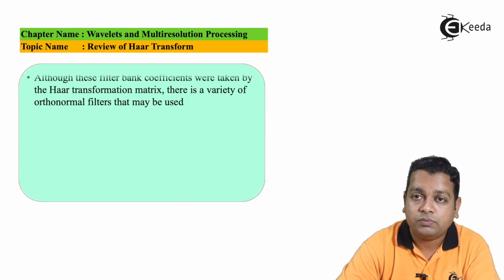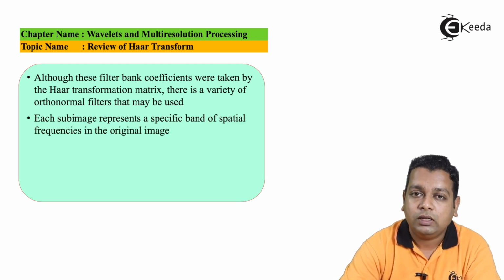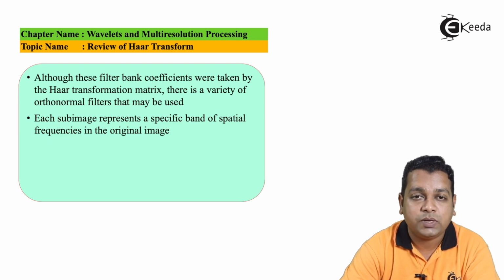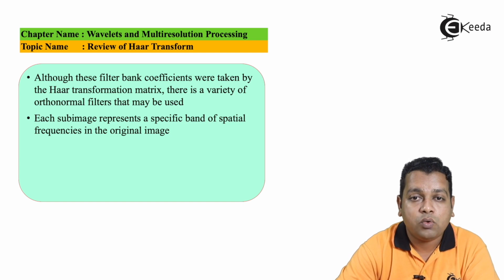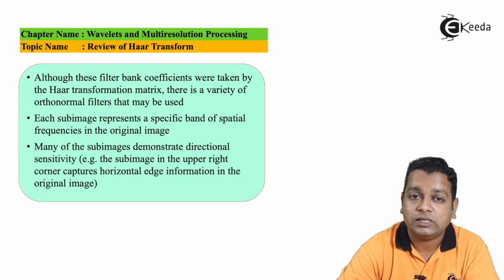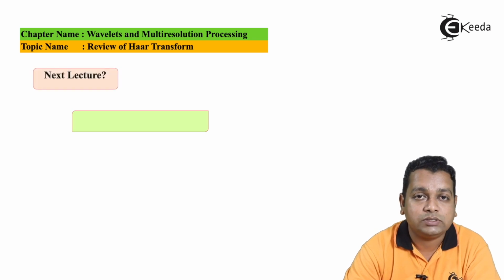This procedure characterizes the wavelet transform as the sub-images become smaller in size. Although these filter bank coefficients were taken from the Haar transformation matrix, there is a variety of orthonormal filters that may be used. Each sub-image represents a specific band of spatial frequencies in the original image. That is the significance. Many of the sub-images demonstrate directional sensitivity. For example, the sub-image in the upper right corner, you can go back to the earlier slide, captures the horizontal edge information in the original image. So I hope this topic is understood to you.